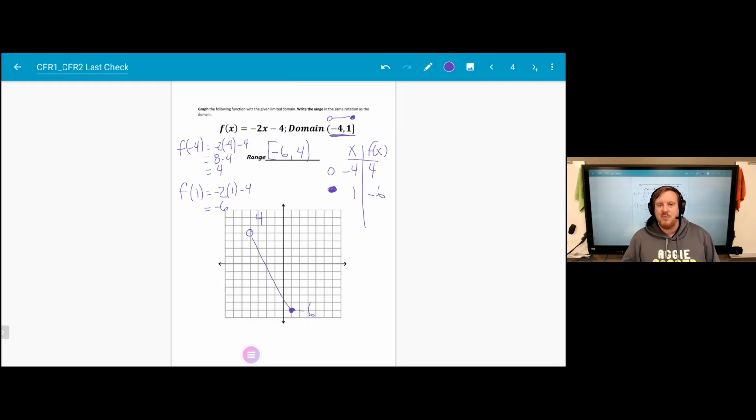The 4 level is going to be me giving you domain, range, and behavior and some characteristics, and you need to sketch a graph.